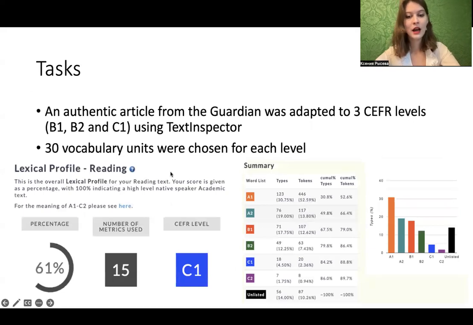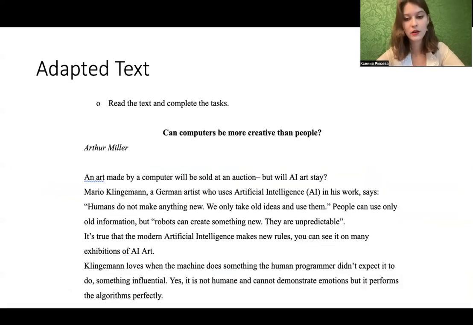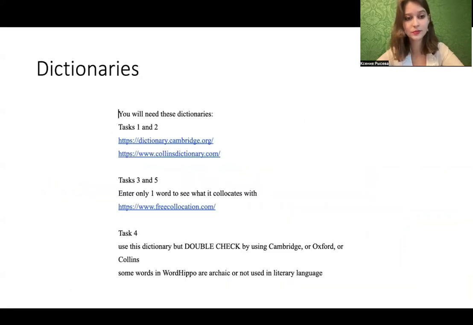C1. Tasks were conducted on the basis of an authentic article from The Guardian, which was adapted to 3 CEFR levels with the usage of Text Inspector. Then 30 vocabulary units were chosen for each level, dependent on the frequency and the level itself. Here is an example of what an adapted text looked like.